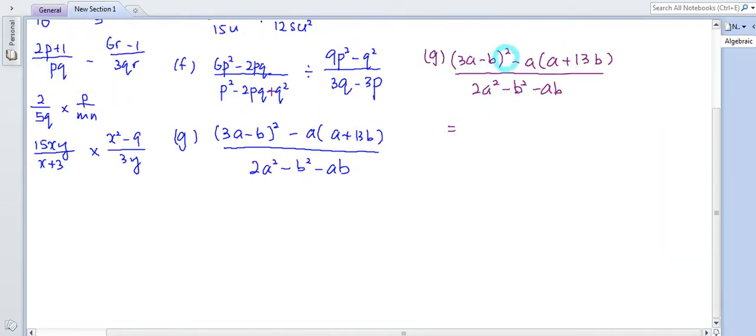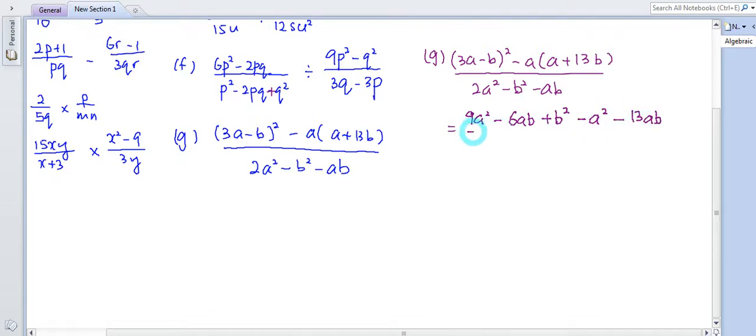3a minus b squared. Okay, we use the formula, so you remember a squared. So you get 9a squared minus 2ab. So you take this one times 2. You get 6ab plus b squared. Okay, there you see a negative here. Be careful. Negative a times a, you get negative a squared. Negative a times positive 13b, you get negative 13ab.